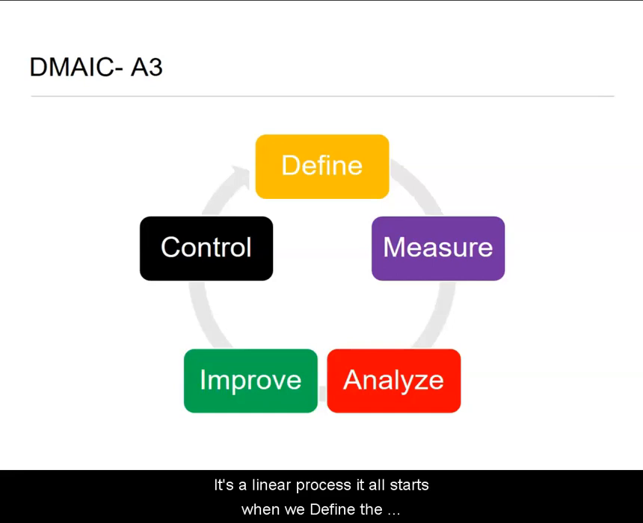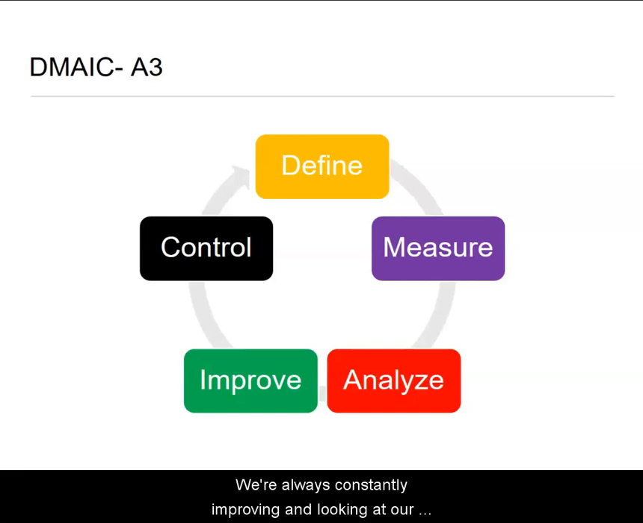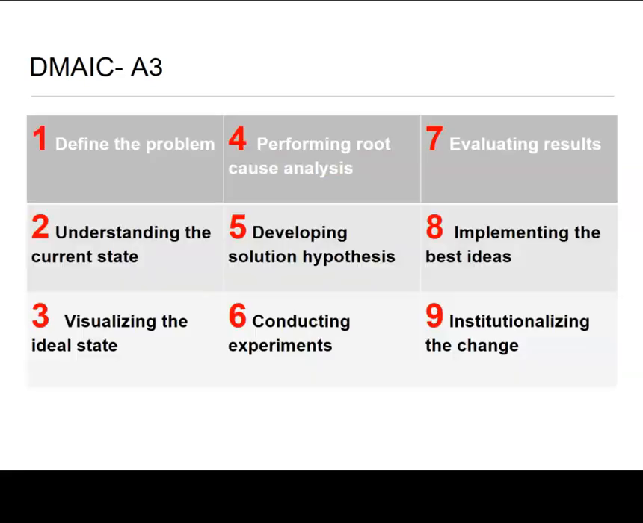It all starts when we define the problem, we measure the effects of the problem, we analyze for root causes, we implement and test improvement efforts, and then we develop systems to control the process so that future problems will not occur. So after the project is done, we're in the control phase. Then we go back to define, which is the continual circle of improvement, otherwise known as Kaizen. We're always constantly improving and looking at our process to weed out defects and problems.